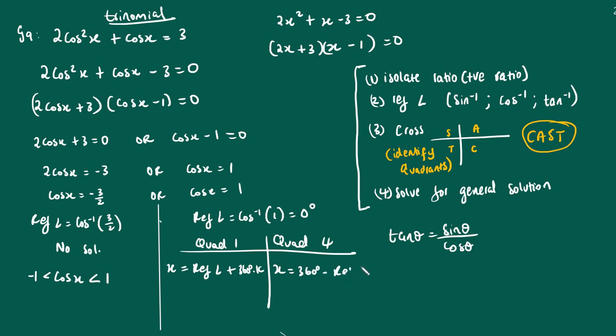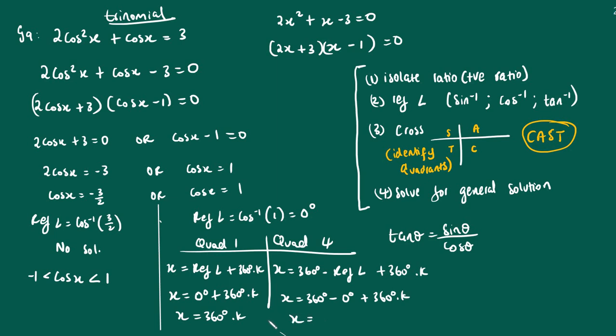360 minus the reference angle plus 360 degrees times k. So you will have x is equal to 0 degrees plus 360 degrees times k. So you simply have x is equal to 360 degrees times k. This side you're going to have 360 degrees minus 0 degrees plus 360 degrees times k. So you have x is equal to, you can put the word or here, 360 degrees plus 360 degrees times k, where k is an element of integers. So this is the one that is talking about trinomials. You just have to factorize.